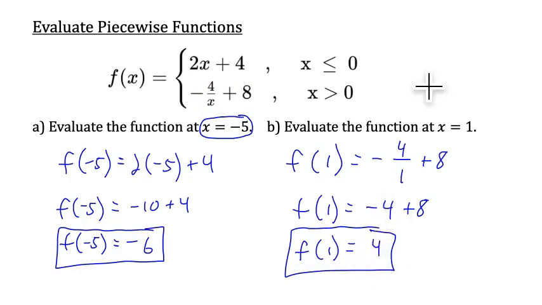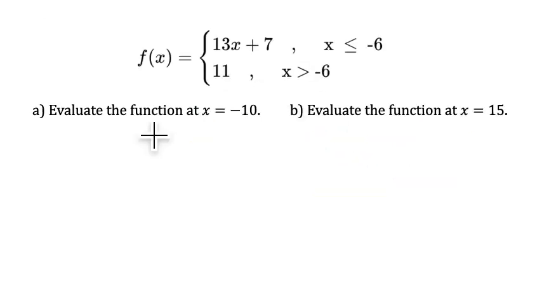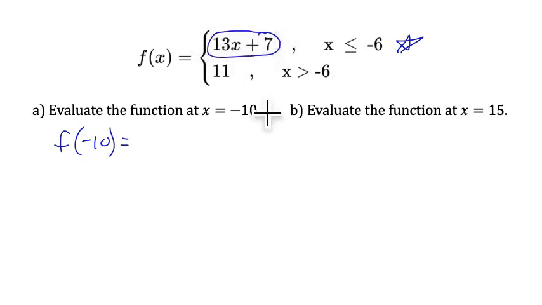So when you're evaluating a piecewise function, you use the intervals described on the right to figure out which piece of the function we need to use. Here we have another piecewise function, and we need to start by evaluating the function at x equals -10. So we're trying to figure out what f of -10 is. So we look at these intervals to see which one -10 fits into. And -10 is less than or equal to -6. So we're going to use the first piece of the function.